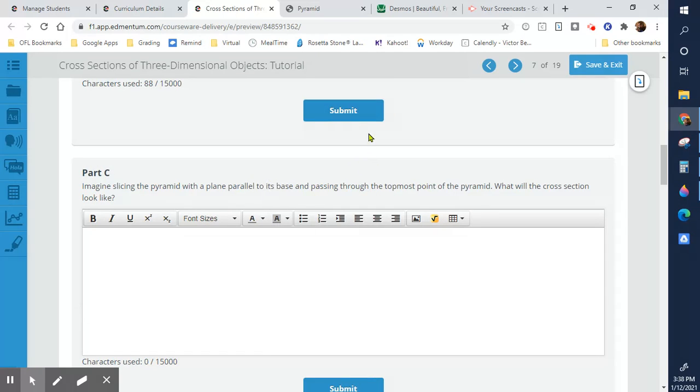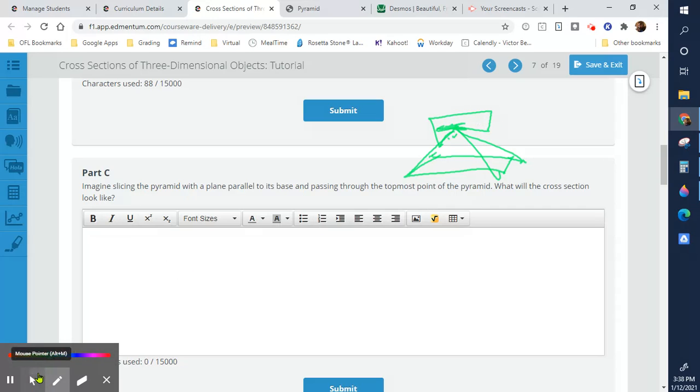Because I can't erase on the other one, so we have this thing, this pyramid. Oh my gosh, this is the worst pyramid I've ever drawn, guys. I'm so sorry. We have this pyramid, and it's at the very, very top. What does a cross section look like? Well, since it's at the very top, it should be a dot. Like, you're cutting the very top.